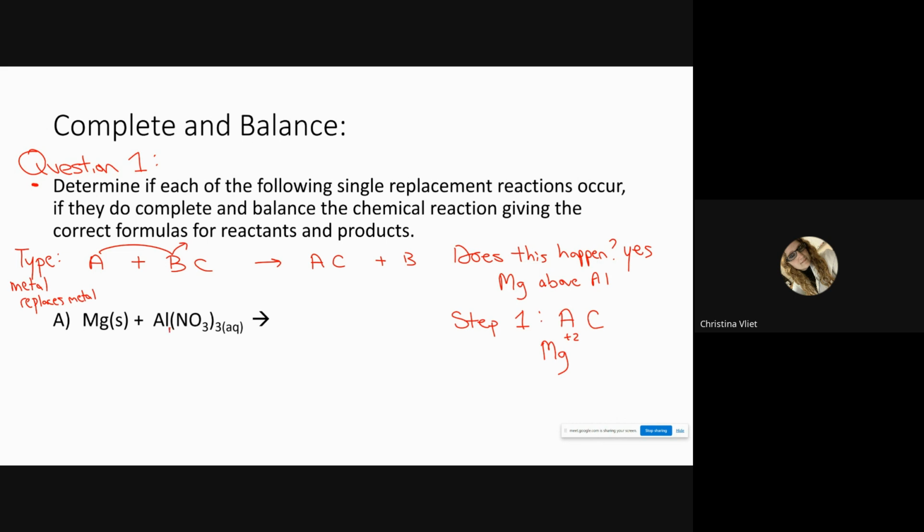Crisscross. Right? Reverse crisscross. Aluminum would be +3 and nitrate would be, that's an invisible 1, so it has to be -1. I expect you to be able to do this, to get the charge of the polyatomic ion, because it is provided to you in the compound on the reactant side. So the charge of nitrate is NO3 -1.